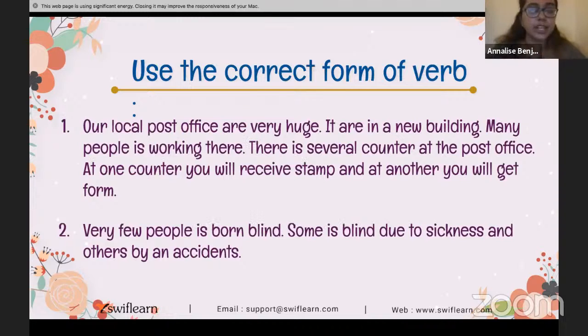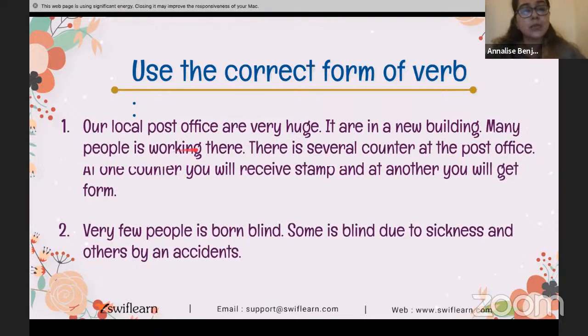Absolutely right, Lakshay. Very good. It is bloom, the previous answer. Now, over here, use the correct form of the verb. What will the correct form of the verb be? So our local post office are very huge. What will be a change that you would make over here? We're talking about one place, right? So our local post office is very huge. It are in a new building. It is in a new building.